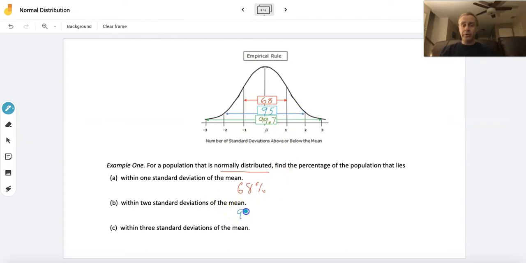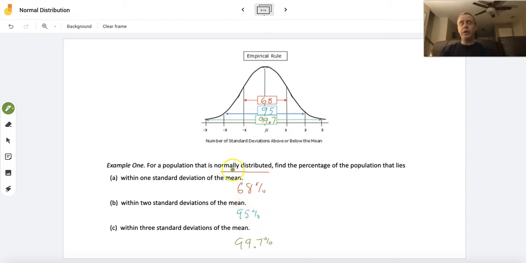You will always find 95% of your data lies within that interval when you're dealing with normally distributed data. And then for the last interval here, again, normally distributed data, the percent of the population that lies within 3 standard deviations of the mean will always be 99.7%. Your data lies in that interval.